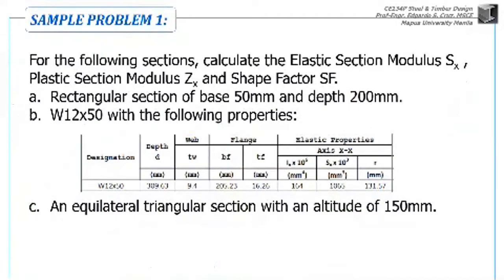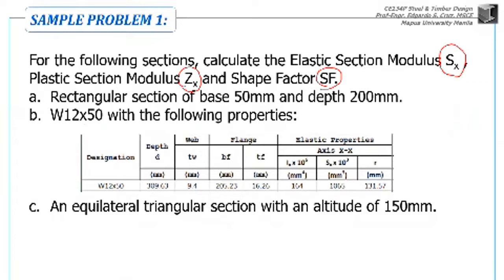Okay, so let's have this example. Number 1. For the following cross sections, calculate the elastic section modulus S of X, the plastic section modulus Z of X, and last would be the shape factor. Okay, for the three different cross sections.